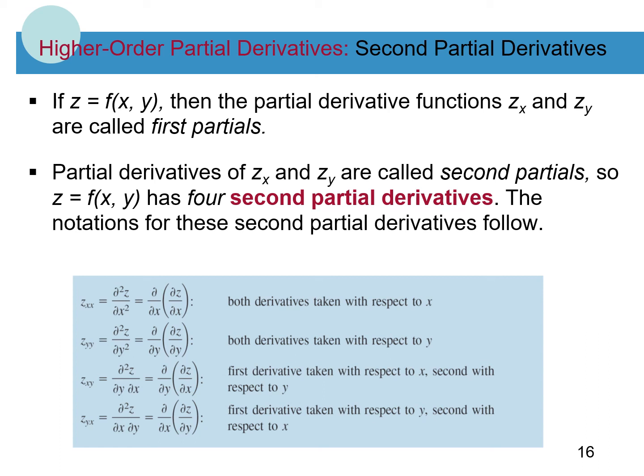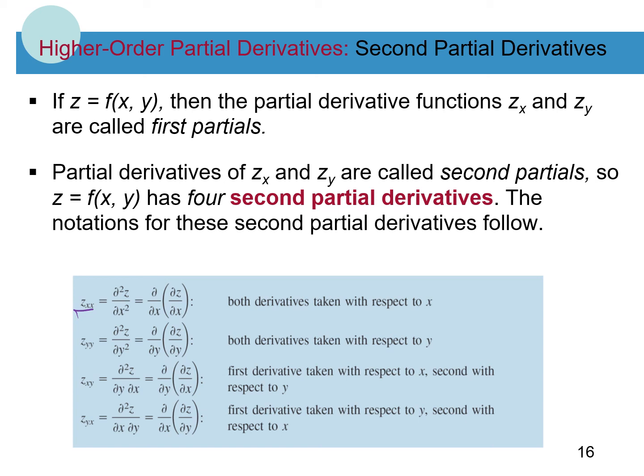Let's say we have zxx. Zxx means that we derive the first derivative of z with respect to x, then we derive again with respect to x. Therefore, this zxx can be represented as d squared z over dx squared, or it is also the same as d over dx times dz over dx. Therefore, we are actually having both derivatives taken with respect to x.